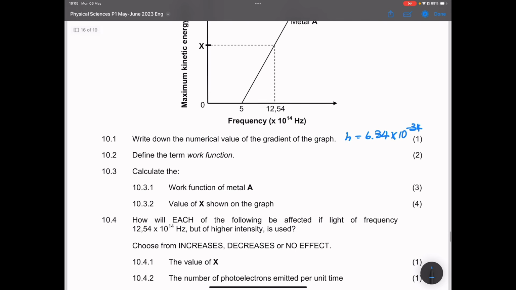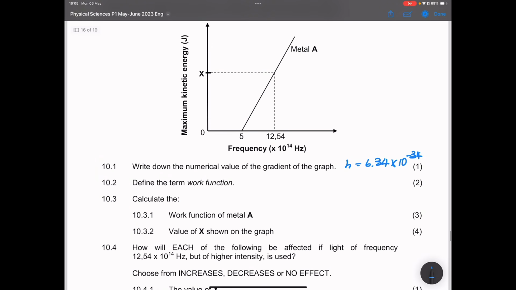Right, and then the next one, they say calculate the work function of metal A. So remember that the work function in this case, where are we going to get that? We know what the threshold frequency is, right? So the work function would be equal to h f0, right? The threshold frequency is 5. So this is going to be 6.34 times 10 minus 34 multiplied by 5 times 10, remember, to the exponent 14. Okay, so in this case, what do we get there?